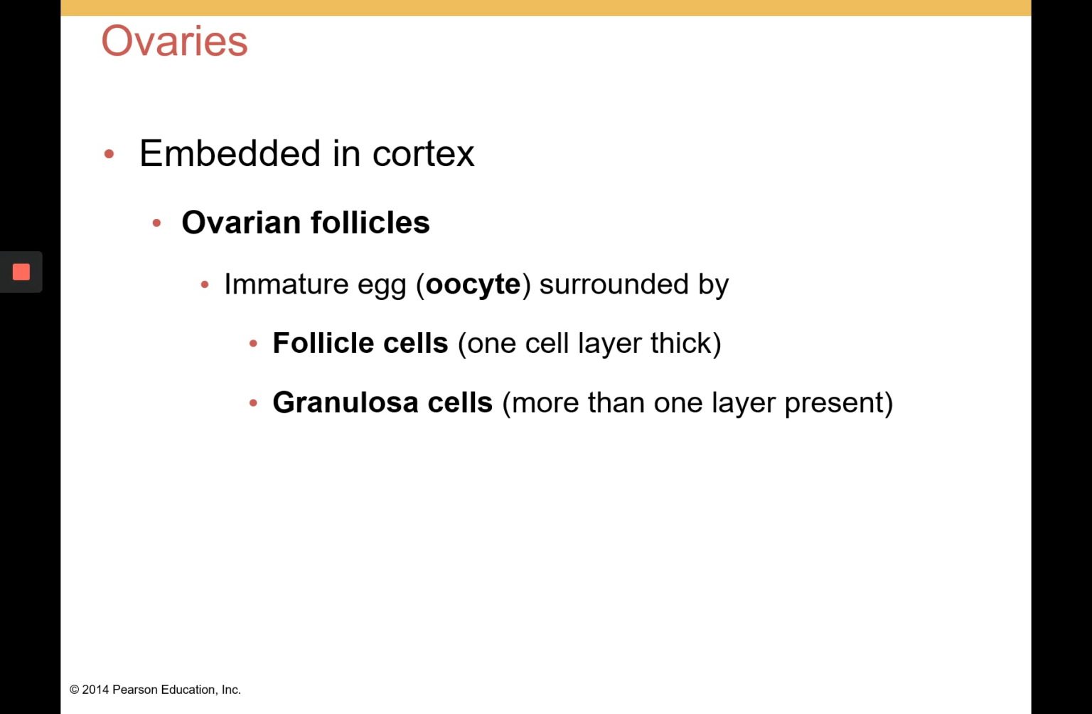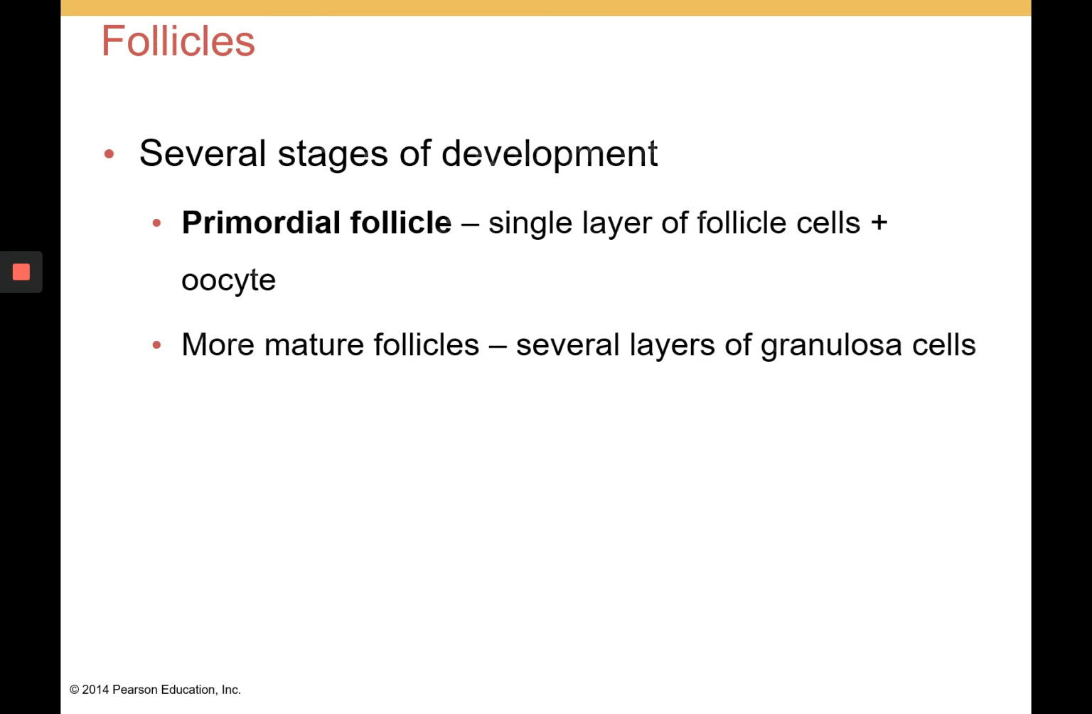Embedded in the cortex generally are ovarian follicles. Follicle cells are just one cell layer thick, so anything thicker than one cell layer is called granulosa cells. So those are more than one layer thick. And inside the follicle cells and the granulosa cells would be an immature egg or a primary oocyte. So that's what would make up an ovarian follicle.